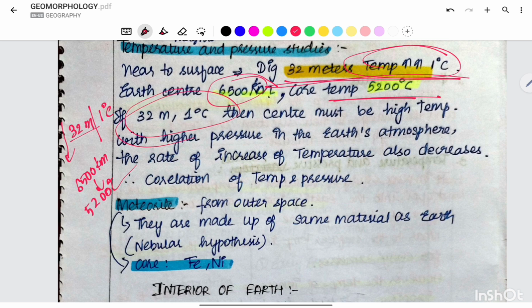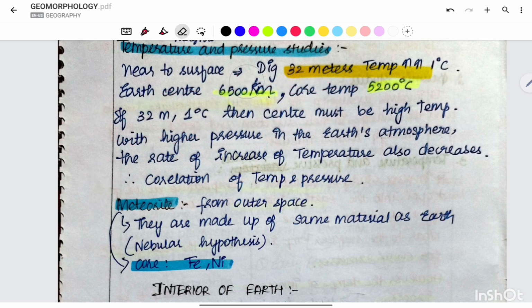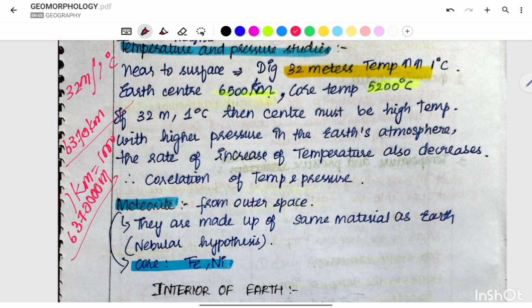But according to this formula, the temperature must be higher. The center of the Earth is approximately 6,370 kilometers. For every 32 meters we have 1 degree Celsius. 1 kilometer is 1000 meters, right? Now, when you convert this into meters, 6,370,000 meters, and you divide it by 32 for 1 degree Celsius, it is greater than 5200 degrees Celsius.